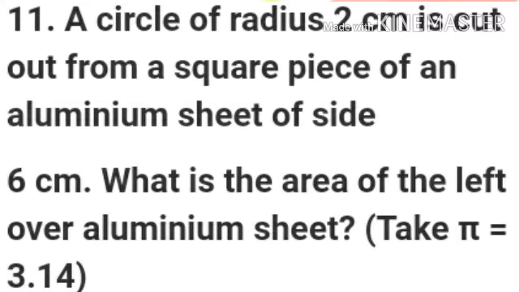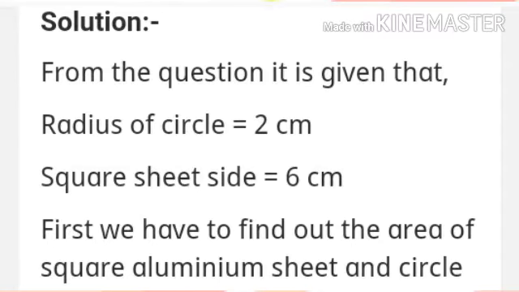Now question number 11. A circle of radius 2 centimeter is cut out from a square piece of an aluminium sheet of side 6 centimeter. What is the area of the leftover aluminium sheet? Take pi is equal to 3.14. From the question, it is given that the radius of the circle is equal to 2 centimeter and the side of the square sheet is equal to 6 centimeter. First we have to find out the area of the square aluminium sheet and the circle.